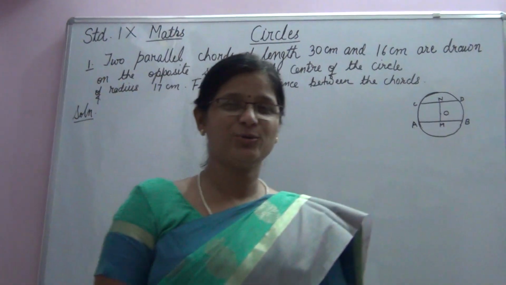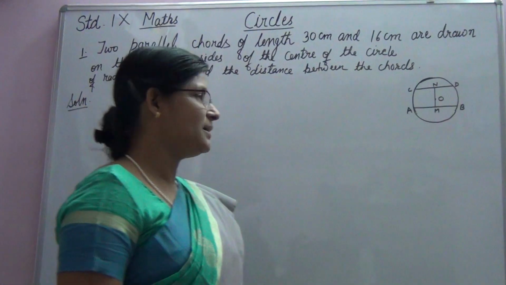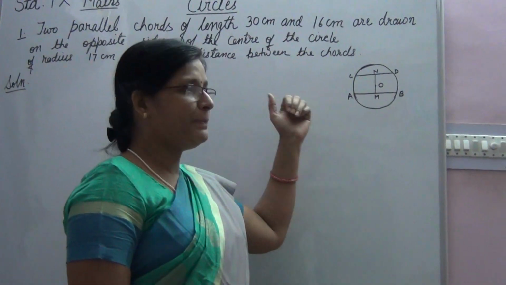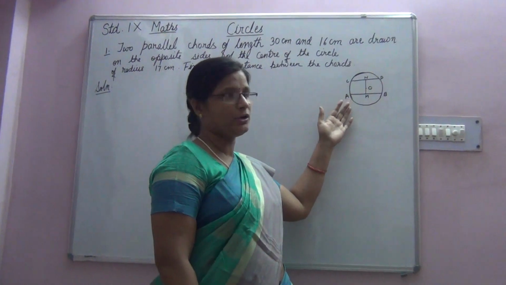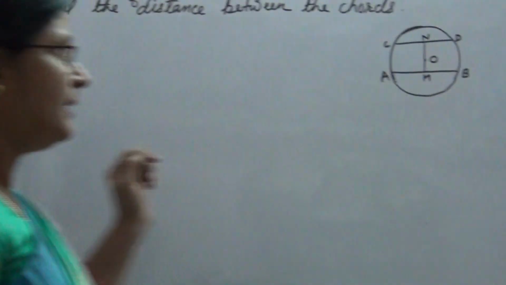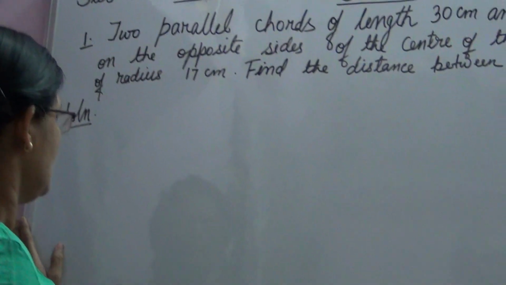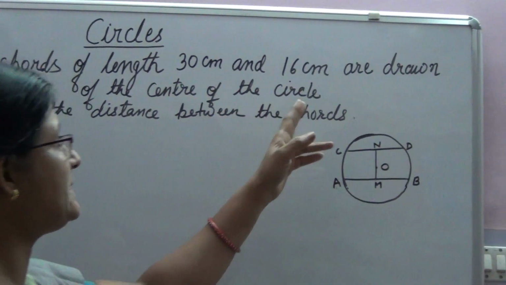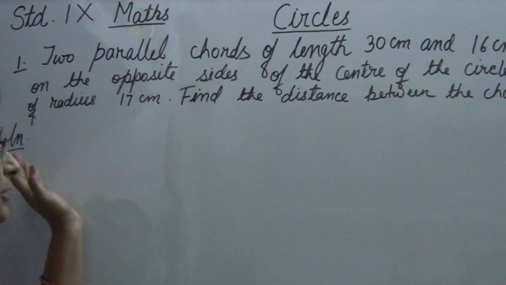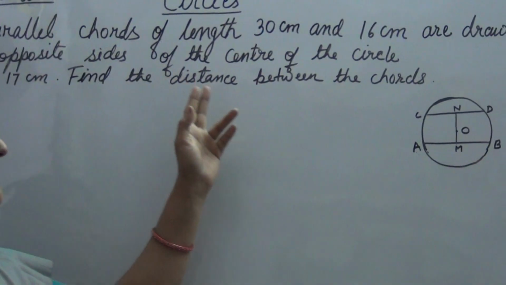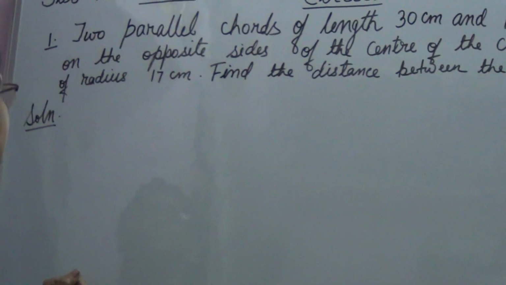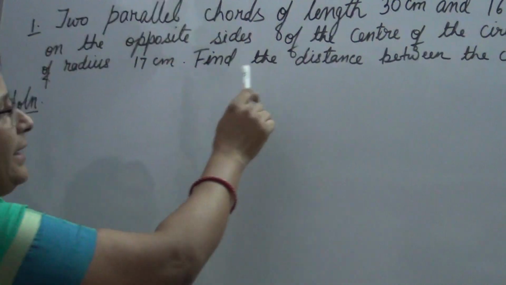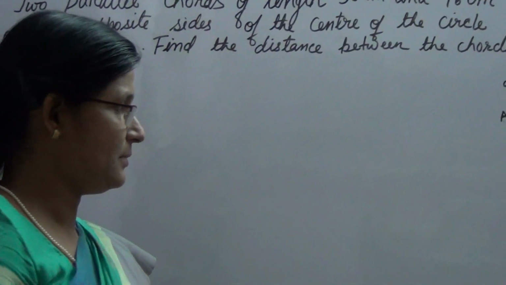Hello children, today we will do some sums in which we have used the property of the circle that a perpendicular drawn from the center to the chord bisects the chord. Let us see this sum. Two parallel chords of length 30 cm and 16 cm are drawn on the opposite sides of the center of the circle of radius 17 cm. Find the distance between the chords.